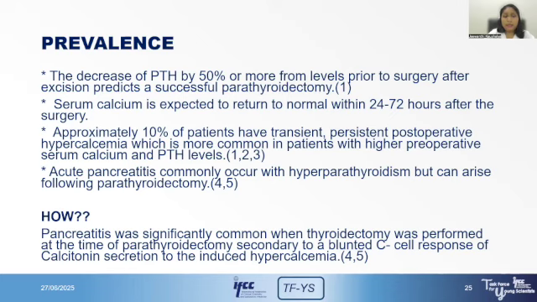And acute pancreatitis commonly occurs with hyperparathyroidism, but this can arise following parathyroidectomy as well. But how is this happening? Pancreatitis was significantly common when thyroidectomy was performed at the time of parathyroidectomy, secondary to a blunted C-cell response of calcitonin secretion to the induced hypercalcemia. And this hypercalcemia can cause ductal inflammation in the pancreas and ultimately pancreatitis.